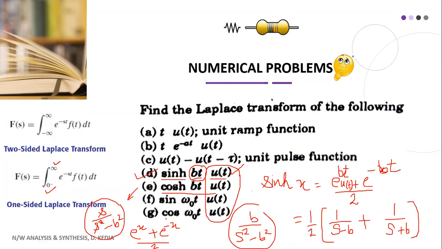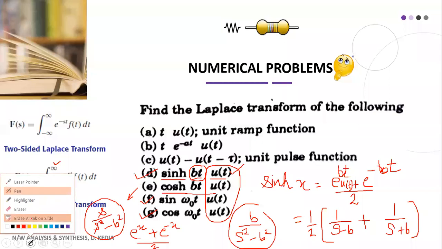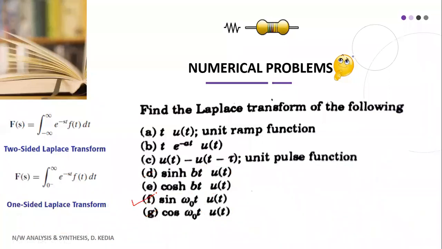And in the last class, I had also briefly explained about simple sine and simple cosine function. So that also we need to look into here. So let us have a look at that. Now we will find out the Laplace transform of sine omega naught t ut. The way we did representation for sine hyperbolic and cos hyperbolic, in the same way we'll do it for simple sine and simple cosine. But there is a difference.